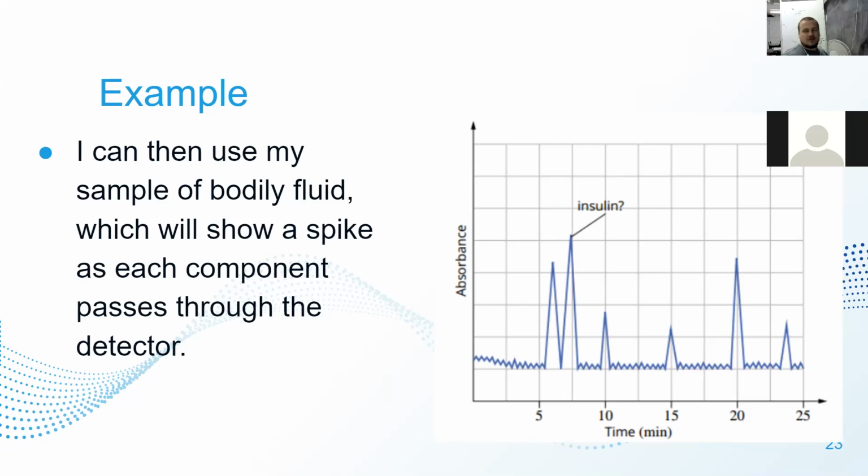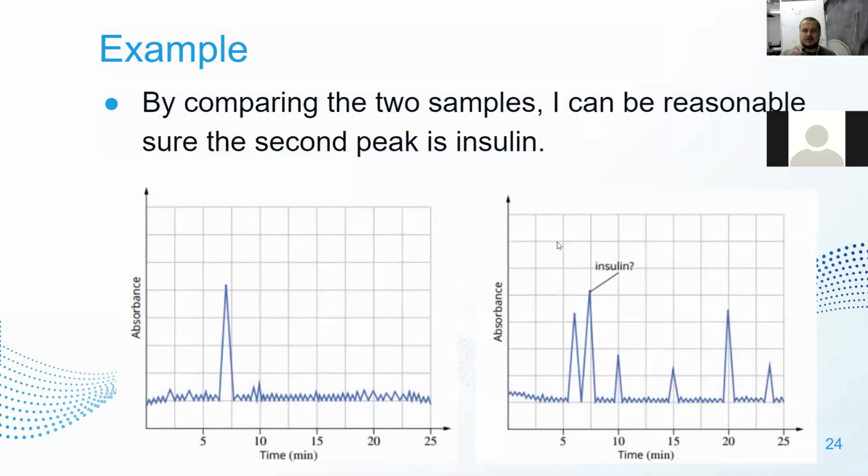If I spike that with pure insulin, what should happen is this peak here should get bigger. So this is the sample on the left of pure insulin. We've got a peak at about 6 minutes, 6.5 minutes. On the right-hand side, we've got insulin. What we assume is insulin because we're comparing it to the pure sample.